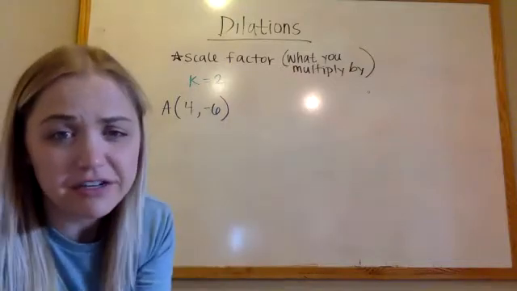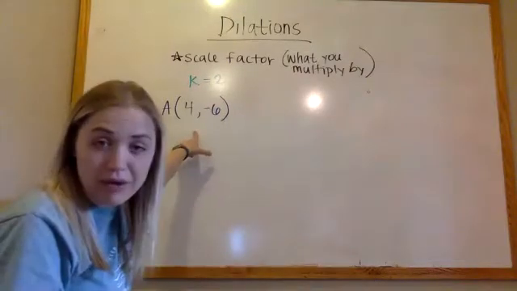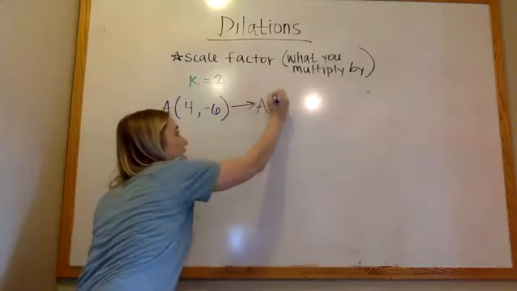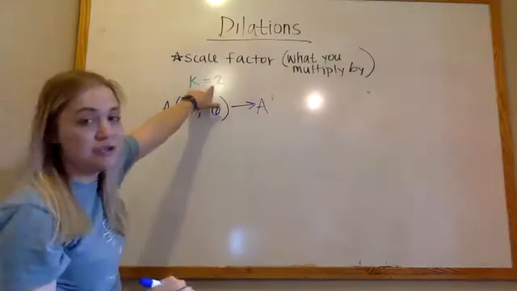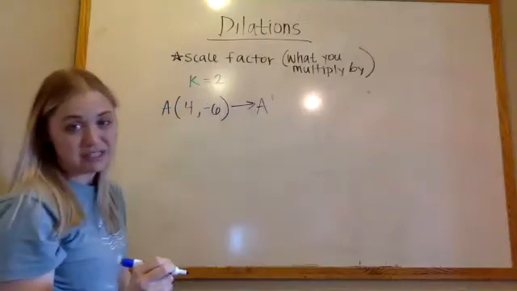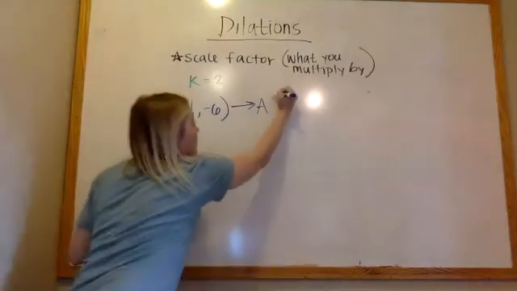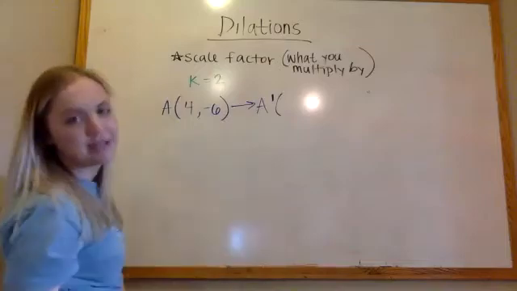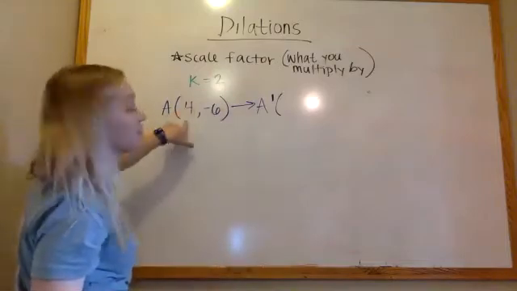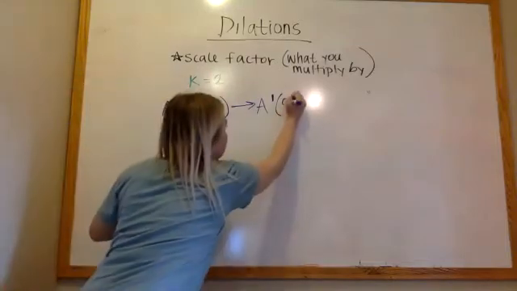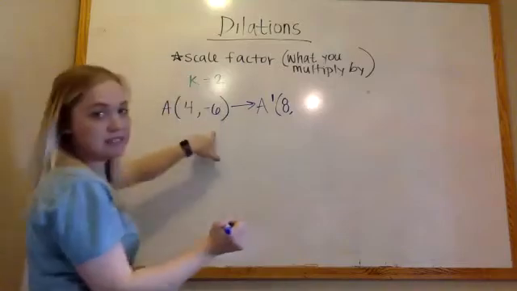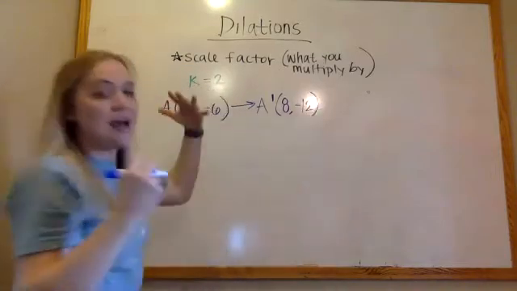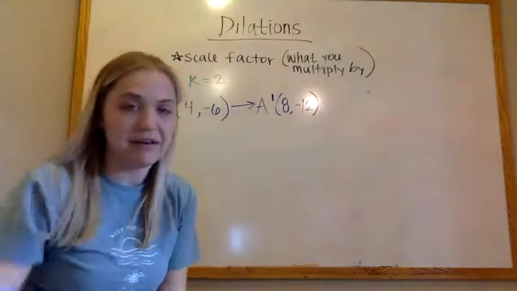If the scale factor is 2 and your ordered pair is here, you are going to get A prime by multiplying 2 times everything in the parentheses. Okay, so for A prime over here, 2 times 4 is 8, and 2 times -6 is -12. That's how you multiply by a scale factor.